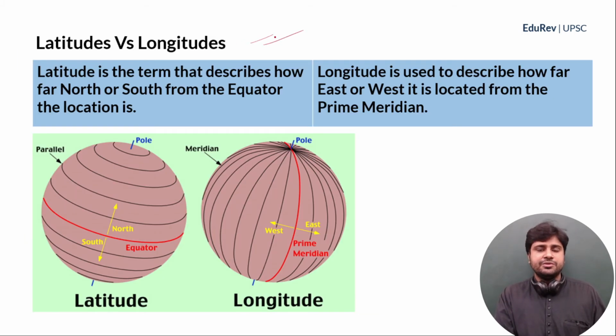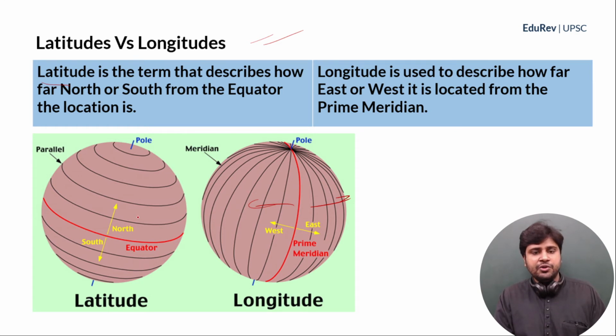Now, this is just for you to get more clarity. If you compare the differences between latitudes and longitudes, you'll get more clarity on this concept. Latitude is the term that describes how far north or south from the equator the location is. So the equator is taken as the reference here, and how far north or south from the equator the location is, that is described by the term latitude. But when you speak about longitude, you take the prime meridian as the reference, and how far from the prime meridian, east or west, a location is present, that is given by longitude.